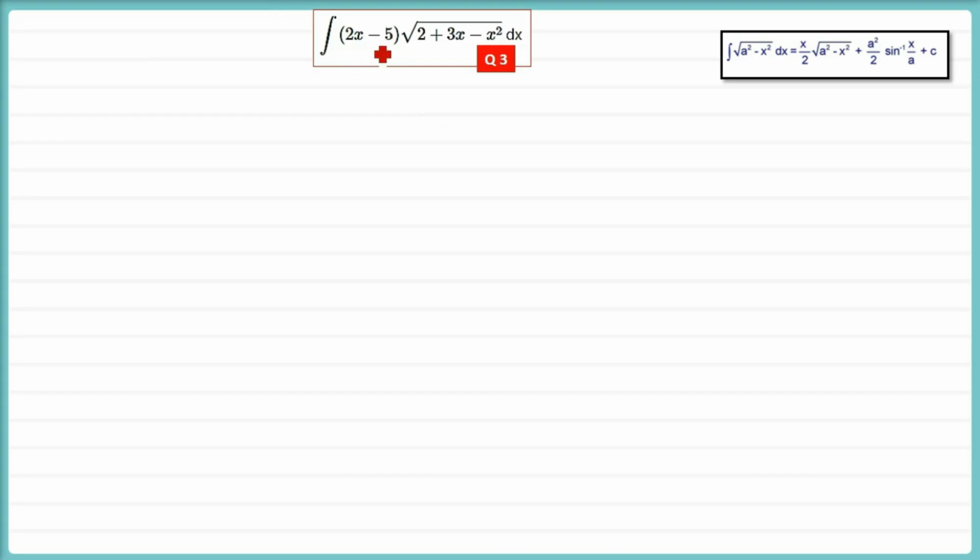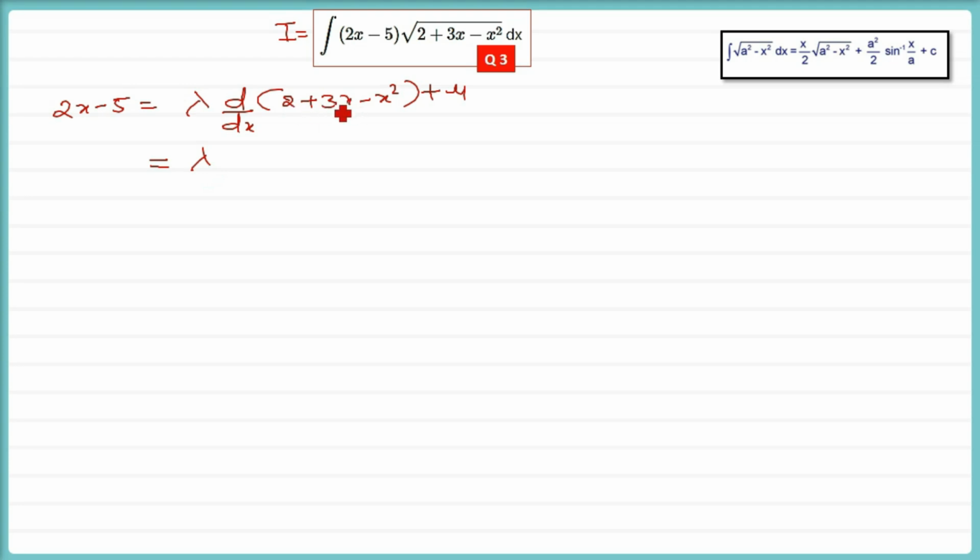Next one is integration of 2x minus 5, and this under root 2 plus 3x minus x square. Now here will be some effort because in 2 plus 3x minus x square, we have a negative x square here. So d by dx of 2 plus 3x minus x square has to be multiplied by lambda and plus mu in order to equate this with 2x minus 5. So we are trying to represent 2x minus 5 as the differentiation of the inside term of the root.